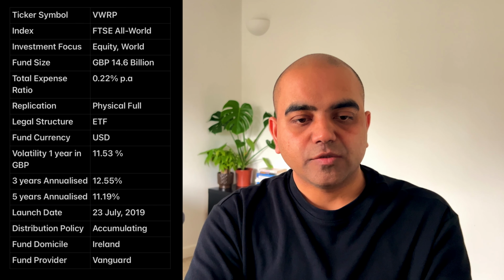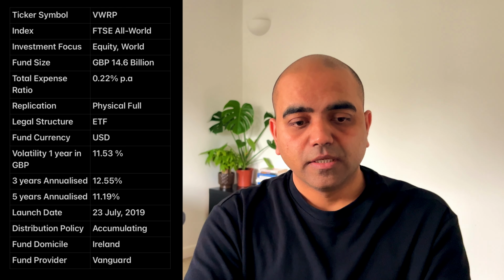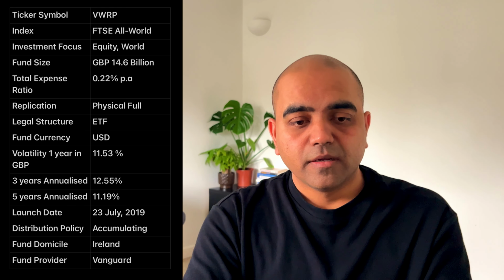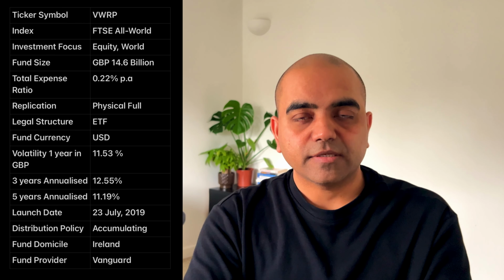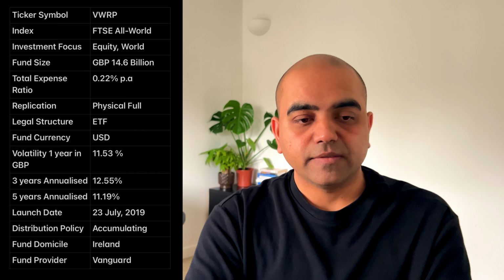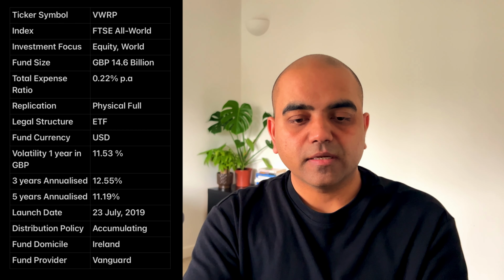This is again a full replication. The fund currency is unfortunately USD, but there are UK versions as well, GBP versions as well. And the last 3 years annualized return is 12.55, 5 years annualized return is 11.19. This fund is domiciled in Ireland and it's by Vanguard.